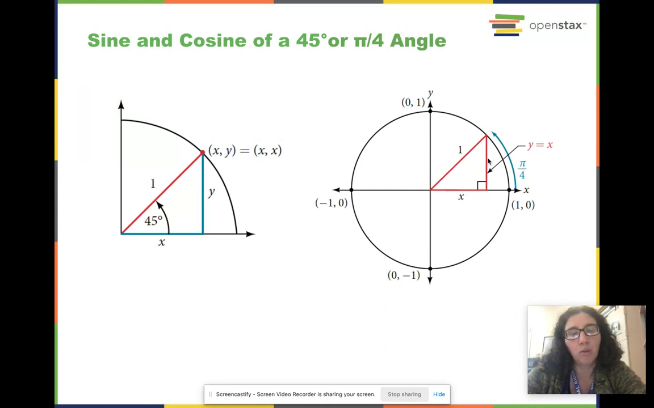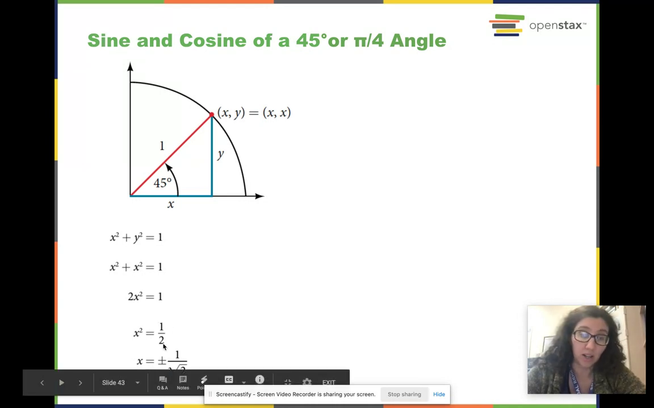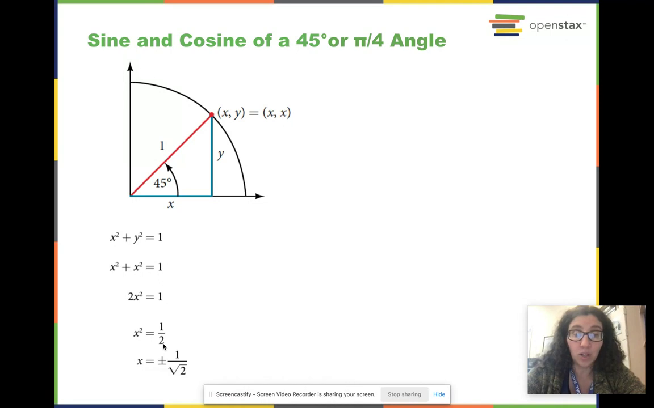So how can we go about solving this? We could use the Pythagorean theorem, or the Pythagorean identity. x squared plus y squared equals 1, and we also know that x squared and y squared are equal. So x squared plus x squared equals 1, 2x squared equals 1. We can say x squared equals 1/2. x is going to equal plus or minus 1 over the square root of 2, because we are taking the square root, so we have to say plus or minus.